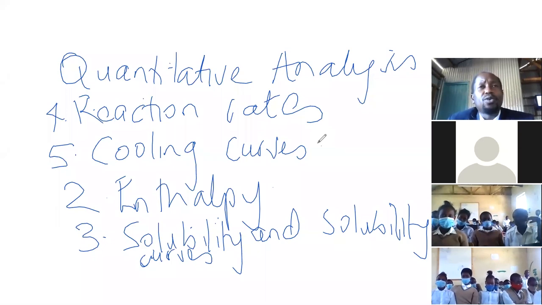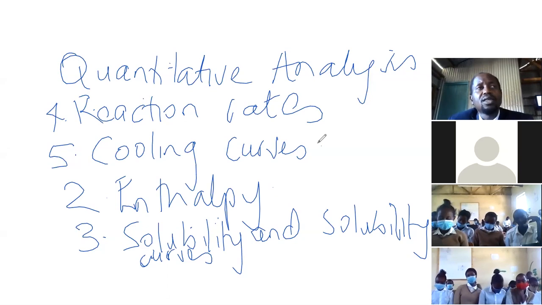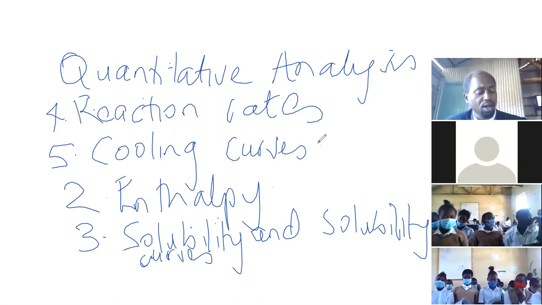Then we have gone through the major areas under quantitative analysis, where we've said the first one is titration, second one is enthalpy, third one, solubility and solubility curves, fourth area, reaction rates, and the fifth area, cooling curves or curves involving change of state.